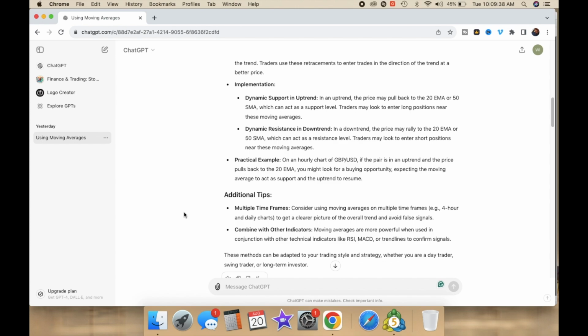And then right here it says combine with other indicators. Moving averages are more powerful when used in conjunction with other technical indicators like RSI, MACD, or trend lines to confirm signals. And you can also use the moving average as a trend line. So you can use it with trend lines that you draw on your chart, or you can use it as a trend line itself. So I kind of wanted to make this video short. I just wanted to give a quick example on how to use moving averages.